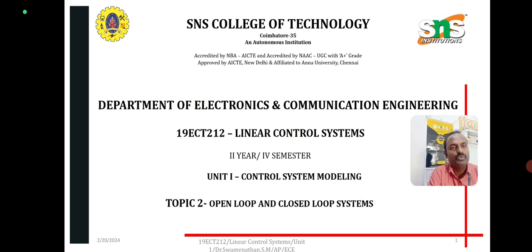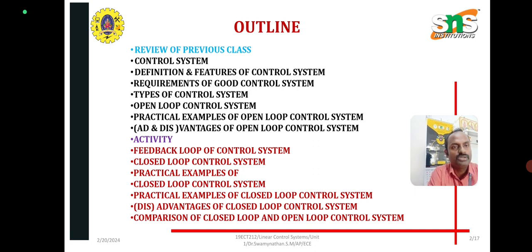Next topic now I am going to share with this control system modeling unit. Topic 2 is called open loop and closed loop systems. In the last video we discussed the basic components of control system. I will discuss a little bit about the open loop and closed loop system.